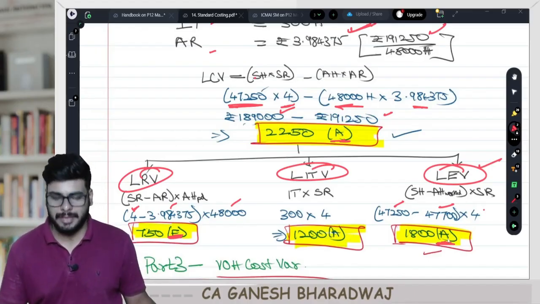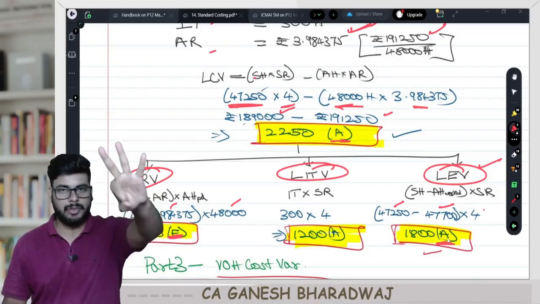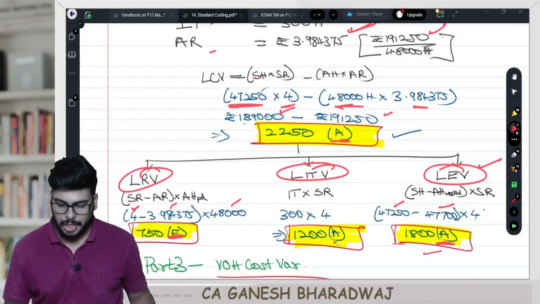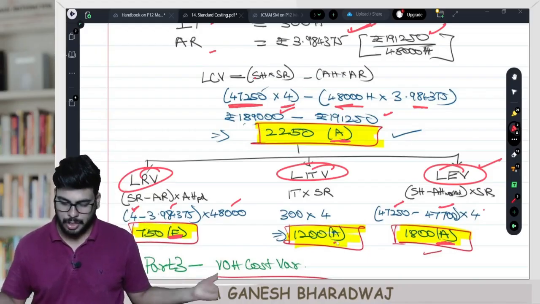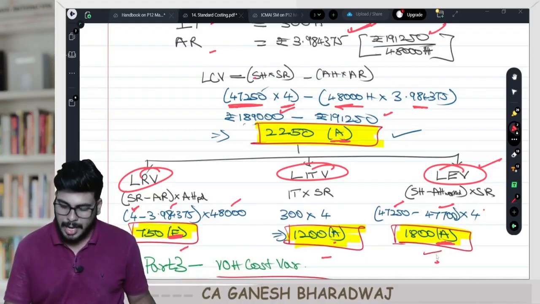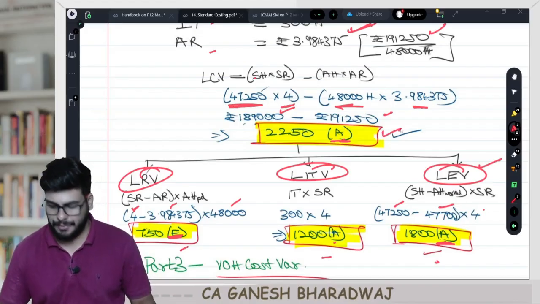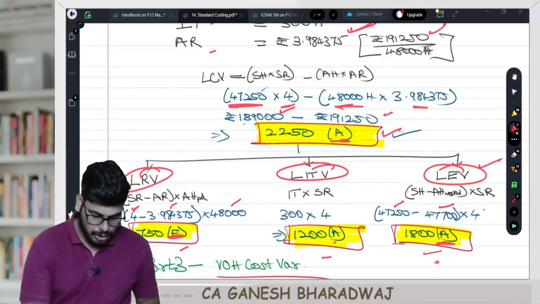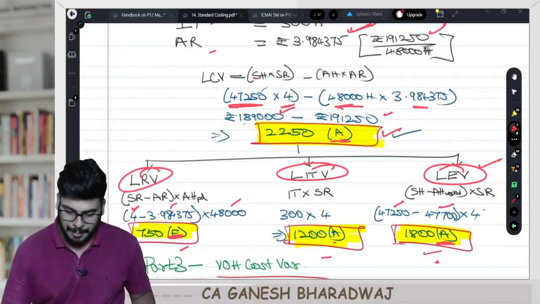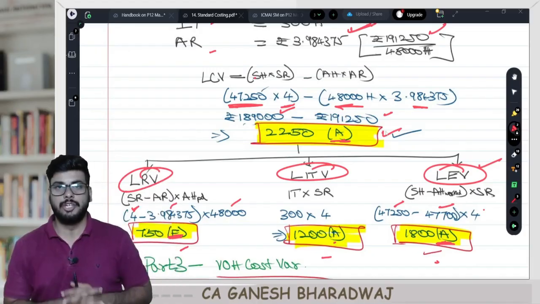And in between you have this idle time variance. What is the idle time? 300 hours. 300 into 4, it's going to be 1,200, and it's always an adverse variance. So now what you do, add up these three and see if you're getting the topmost daddy figure. So now it's going to be how much? 750 minus 1,200 minus 1,800, how much is it? Minus 2,250. It's going to be 2,250 adverse.